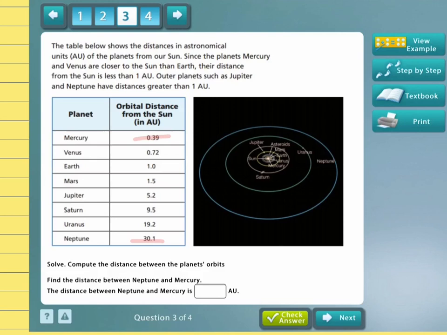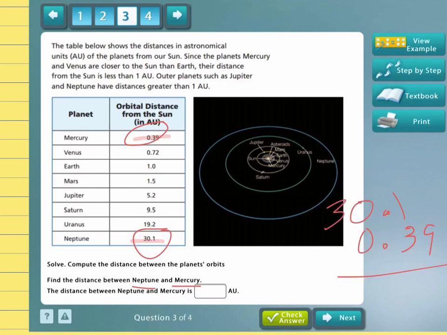Pretty much the exact same problem as before. We used the chart. This time we're going to compare Neptune to Mercury. Neptune is 30 and 1/10 AUs. Mercury is 39 hundredths AUs. So we compare them. Again, if you wanted to draw a model, it would be a comparison bar model. That would be Mercury, and that would be Neptune.